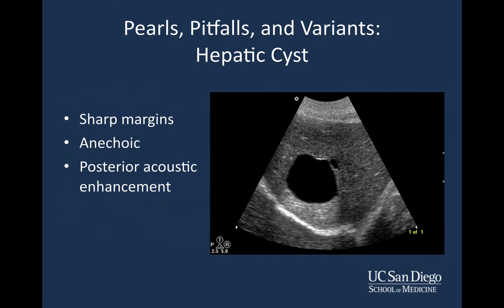Another thing you might encounter when you're doing your hepatobiliary ultrasound exam is hepatic cysts. Now, a cyst is going to have very sharp, well-demarcated margins. It's going to be completely anechoic within the structure. There will be no septations. There won't be any evidence of material within the lesion itself. And you're also going to note posterior acoustic enhancement, so the area just deep to the lesion is going to be more echogenic than the areas adjacent to it. So this is pretty classic for a hepatic cyst.